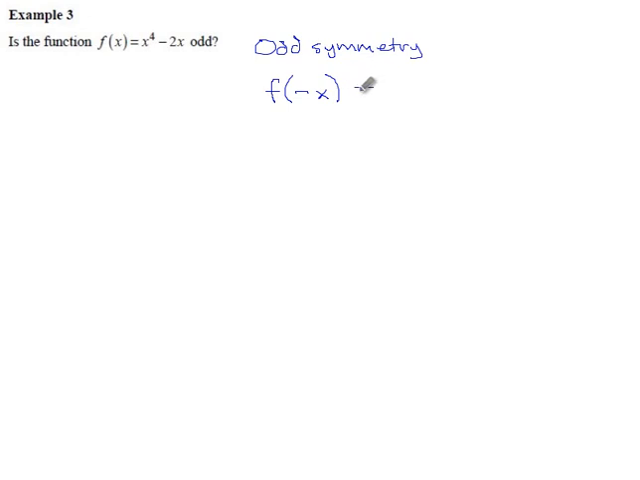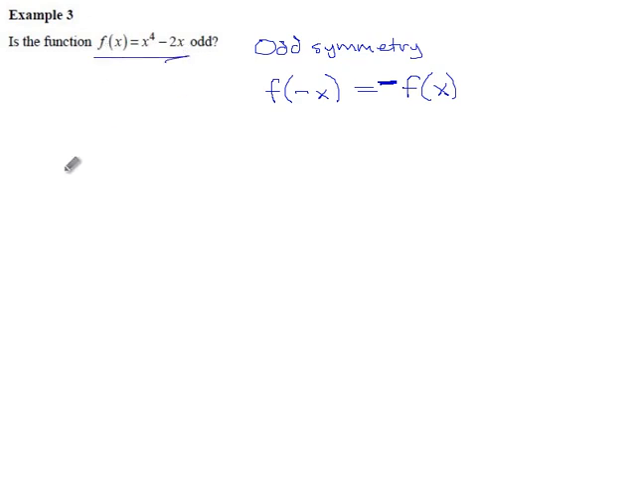And you remember, when we were talking about even symmetry, what we were hoping to see is that the function came out totally unaffected, that it was just f of x with no changes at all. To be odd symmetric, you have to be just like the original function with no changes at all, except for a single negative sign out front. Now, let's see if we can make that happen. Well, we're not going to make it happen. Let's see if that does happen.